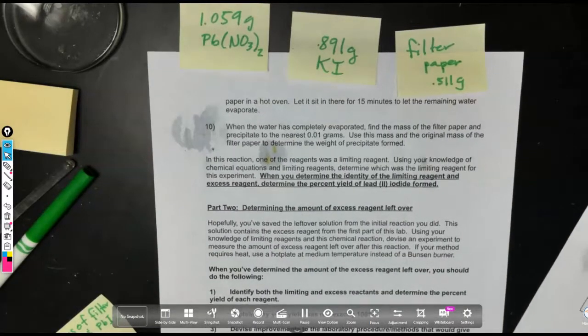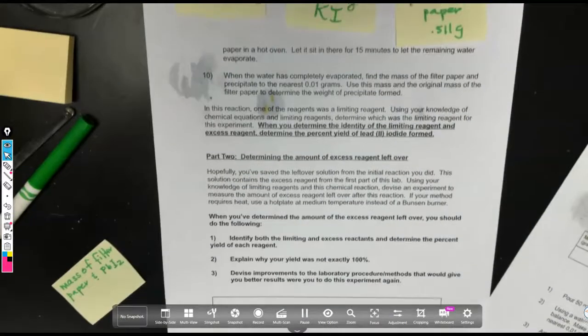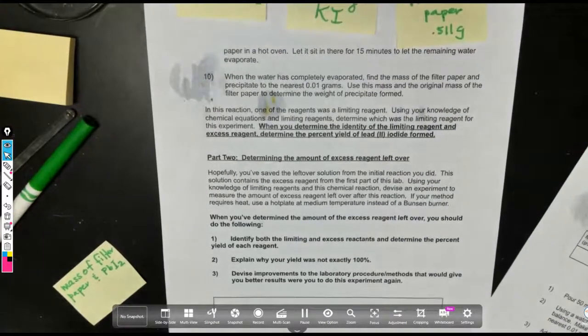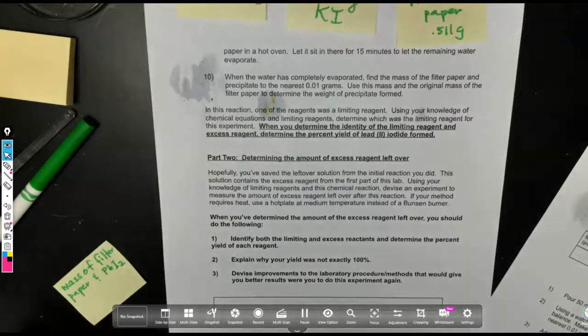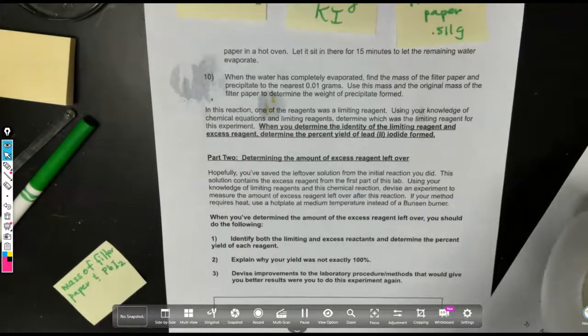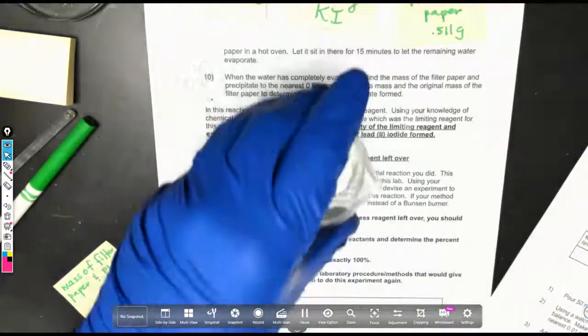While we are waiting, I'm going to get you to change your point of reference to the second page. And on the second page, we are referring to part 2, determining the amount of excess reagent left over. We've actually figured out how much product we have, the other product here.